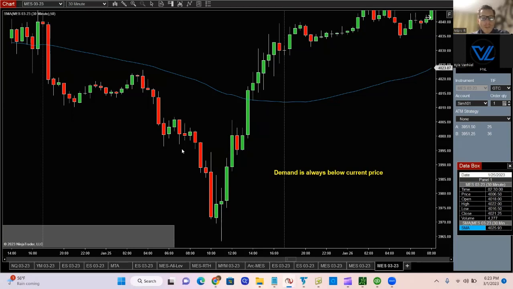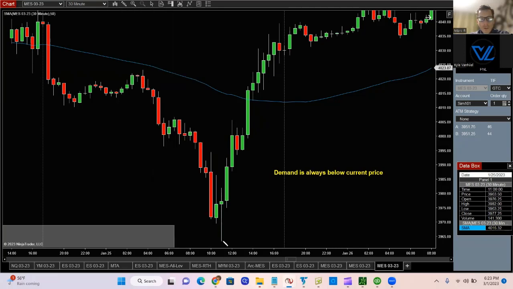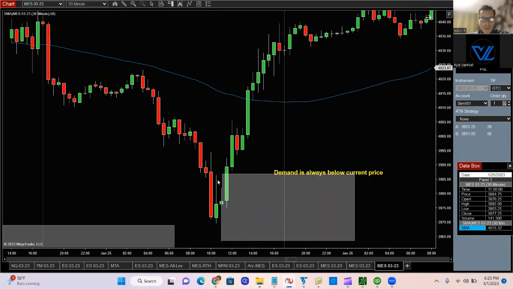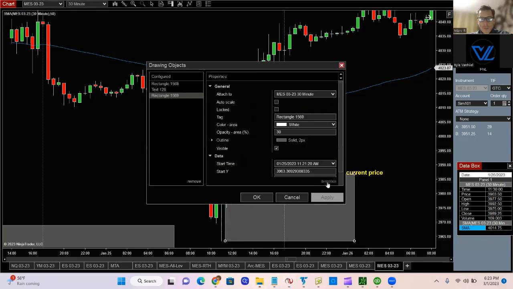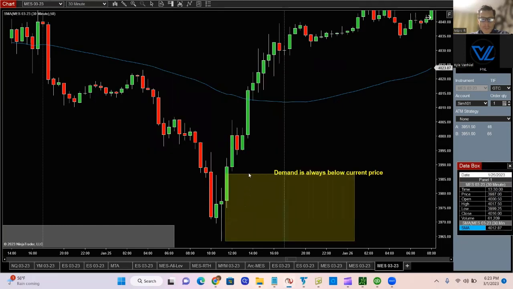So if this is your leg in, and this is a base, and this is a base, leg out, then where's your zone? Your zone can be this whole area from this wick down to this wick. Or maybe you take the bodies.